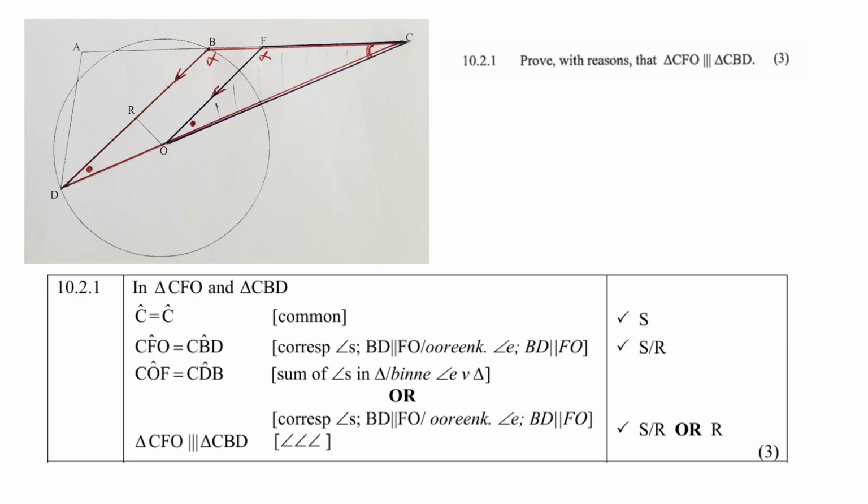You can either say sum of the angles of a triangle, or you can also say they are corresponding angles, because remember they lie in the same positions. Those lines are parallel. So therefore triangle CFO is similar to triangle CBD. Of course your reasons are angle, angle, angle.